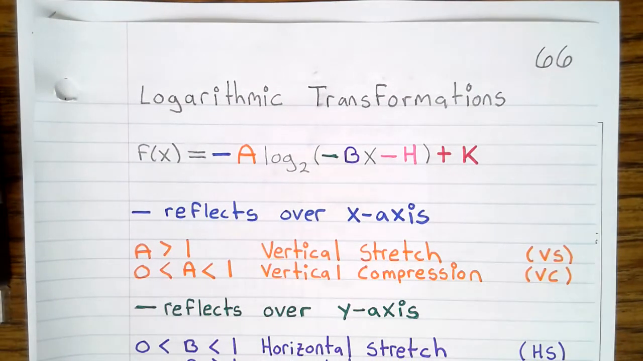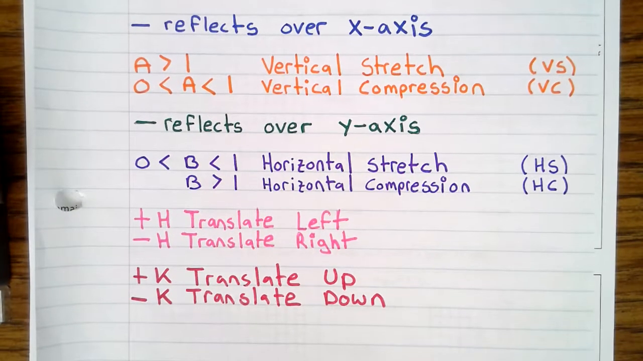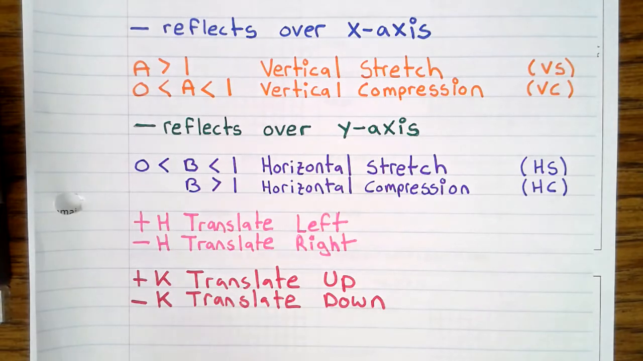Logarithmic transformations. F of x equals negative a log base 2, parentheses negative bx minus h, plus k. The negative in front of the a reflects over the x-axis. When a is greater than 1, it's a vertical stretch. When a is greater than 0 but less than 1, it's a vertical compression. The negative in front of the b inside the parentheses reflects over the y-axis. When b is greater than 0 but less than 1, it's a horizontal stretch. When b is greater than 1, it's a horizontal compression.